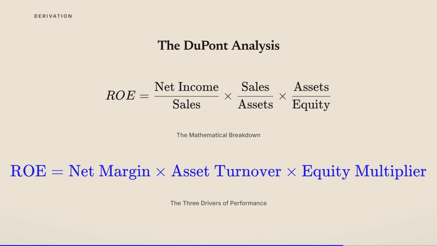If you see an ROE increasing over time, you can use DuPont to see if it's due to improving operations or just increasing financial risk through leverage. It is the ultimate diagnostic tool for any financial analyst.